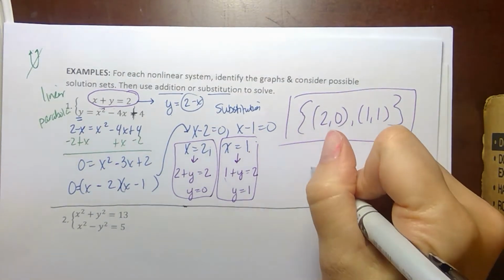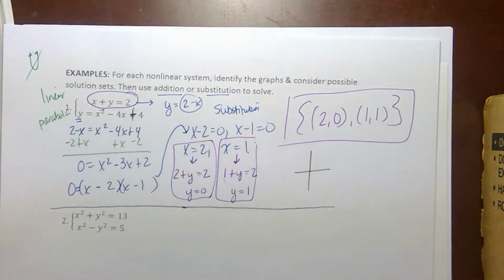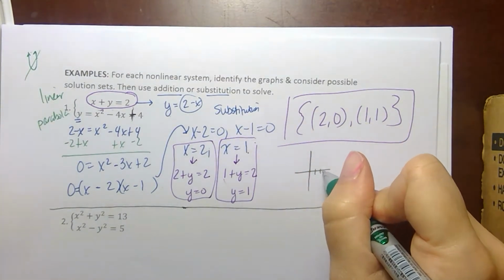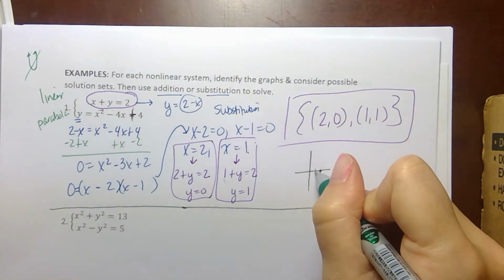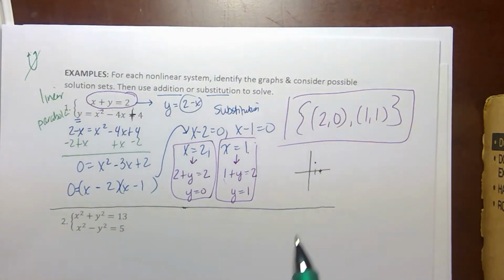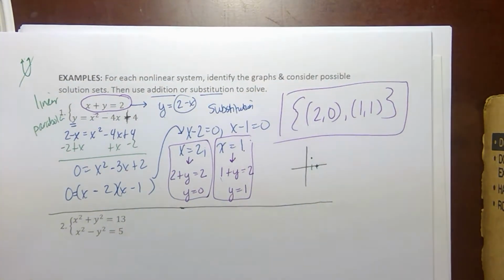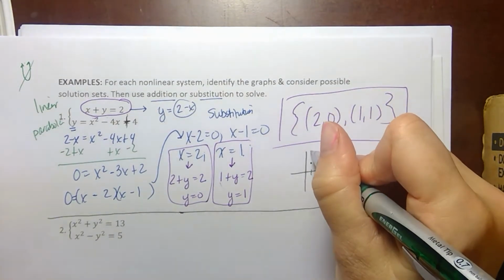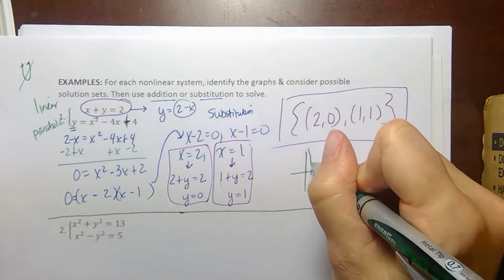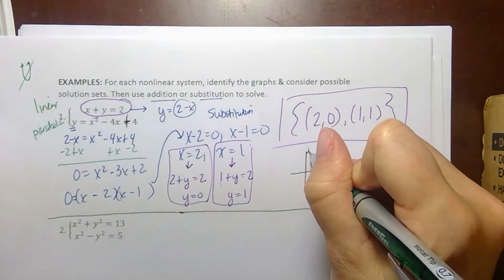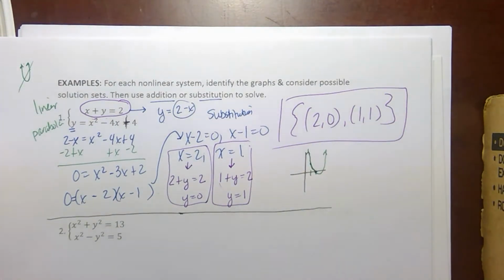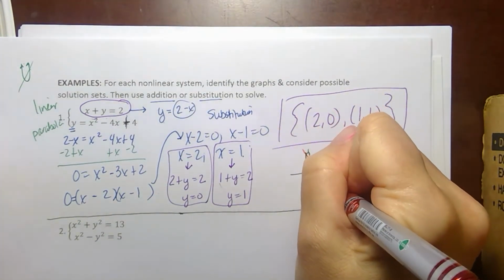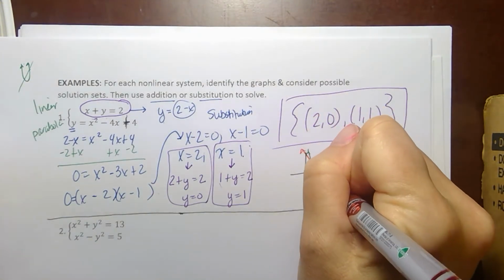If I think about that, you don't have to graph it. This is just a little aside. The point (2, 0) would be here. The point (1, 1) would be here. So I can visualize pretty simply. Okay, those look like they fall on a parabola, maybe like this. And then that means my line would go through right there and intersect at those 2 points.